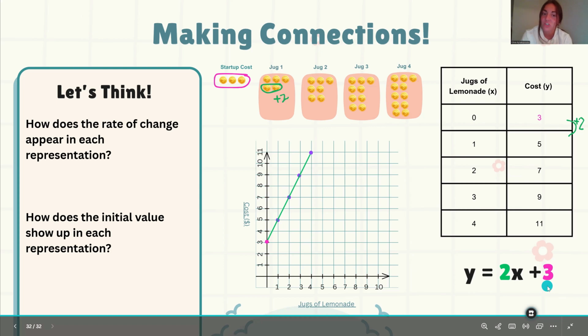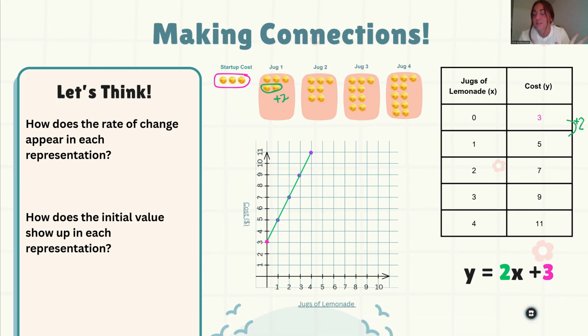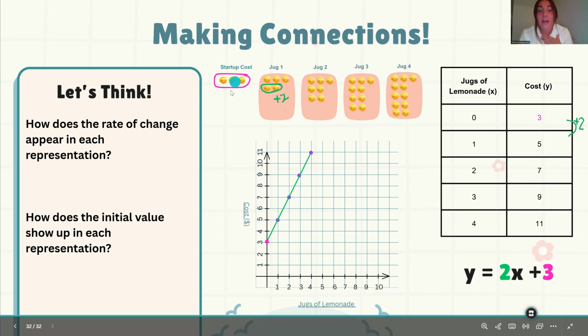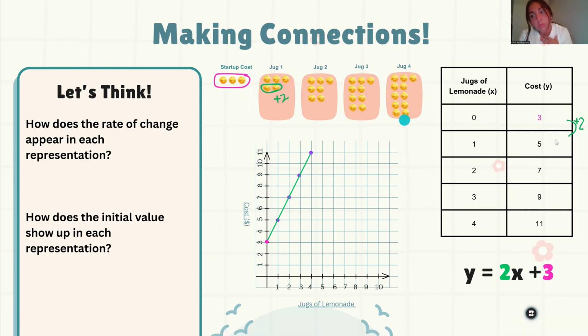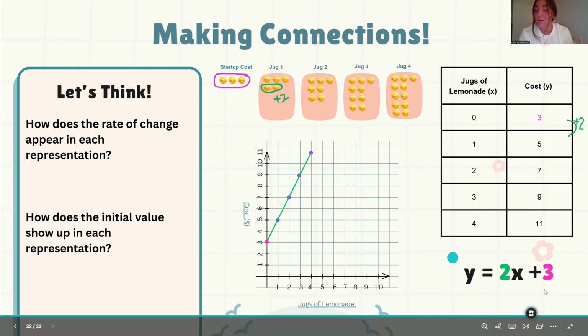Now, what's our rate of change? What is it increasing by? I've represented this in green here. So each time up here, we're increasing by 2. We're adding another 2, 2, 2. Here, we're going up by 2. So 3, 5, 7, 9, 11. We're going up by 2. Down here, we're going up by 2, over by 1, so our rate of change is 2. And then in our equation, it's whatever our m value is, and that is our 2.